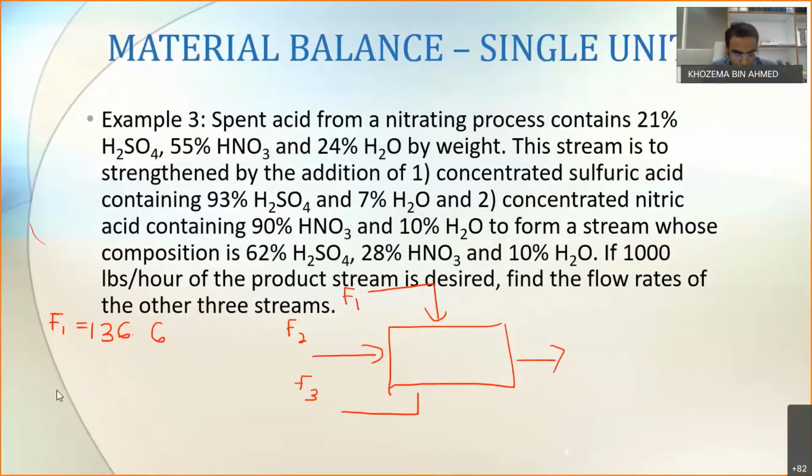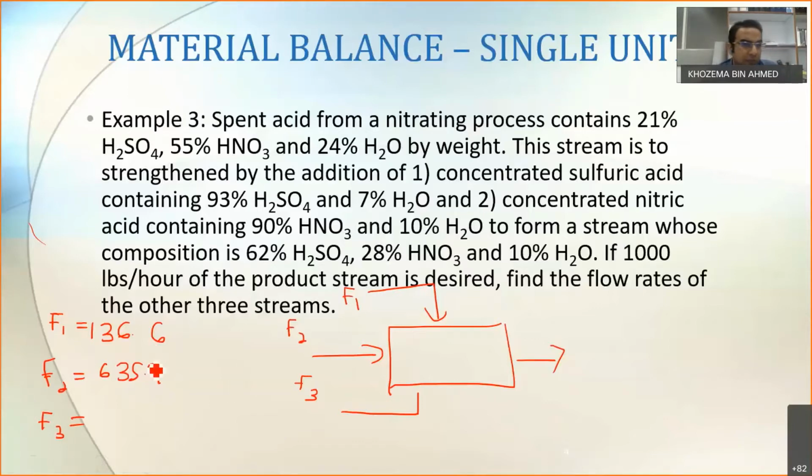What is the flow rate for concentrated sulfuric acid, which for me is F2? Concentrated sulfuric acid, F2. What is the flow rate of F2? 635.9. Okay, 635.9.